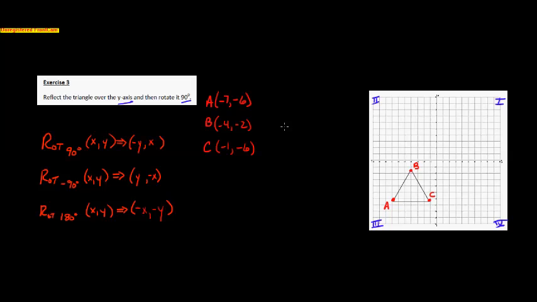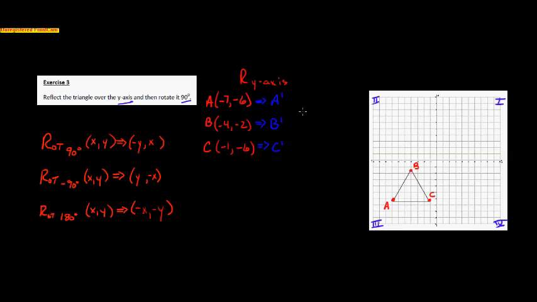Alright, now this is exercise 3, and again I've labeled my triangle with the coordinates over here, and we're going to be doing a reflection now over the y-axis, and then we're going to do a rotation of 90. Okay, so first things first is a reflection over the y-axis. Okay, and let me turn it blue so we have something different here. So I'm going to take A, B, and C, which I've already labeled, and I'm going to turn them into the image of A prime, B prime, and C prime.